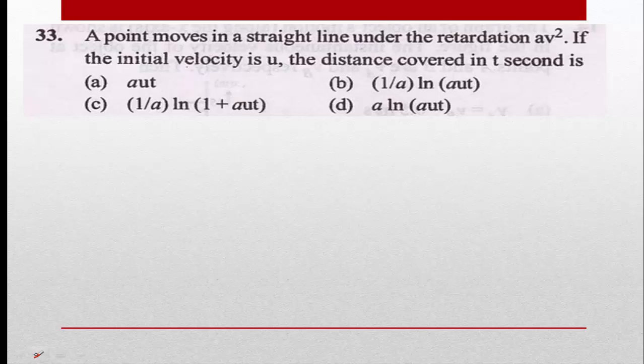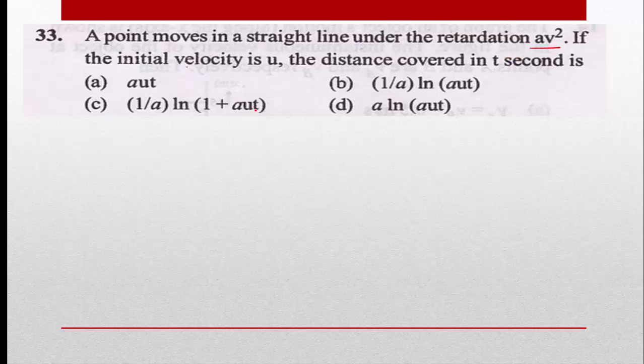And the next question is question number 33. A point moves in a straight line under the retardation a v square. If the initial velocity is u, the distance covered in t seconds is.